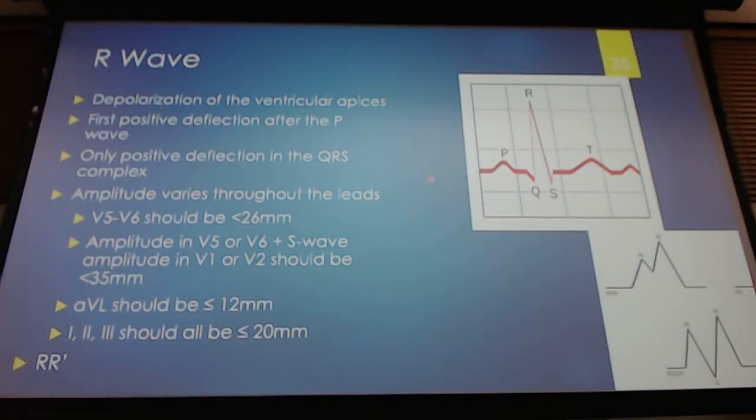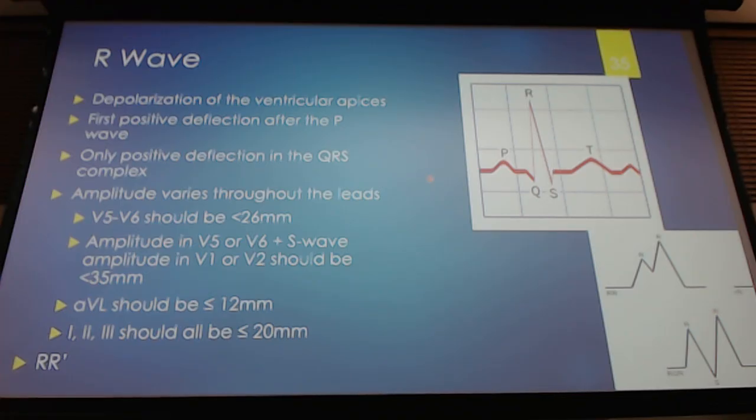We've got our R wave. The R wave represents depolarization of the ventricular apex. It's going to be our first positive deflection after our P wave. We don't always see an R wave, but the majority of times we will see an R wave. In our QRS complex, it's going to be your only positive wave that's normal. Certainly you can have an R prime, but we're talking about a normal ECG, a normal QRS complex.